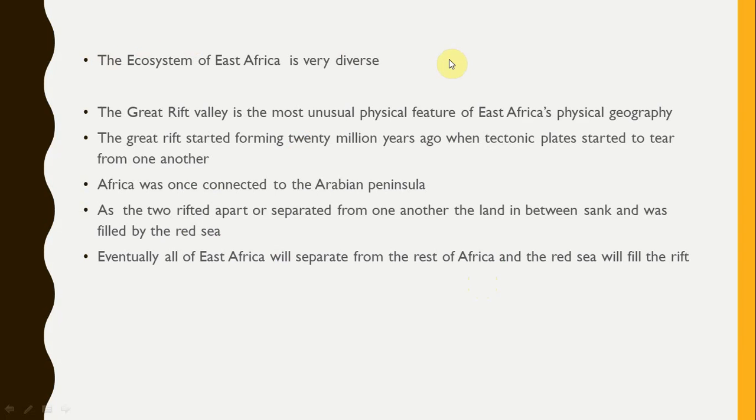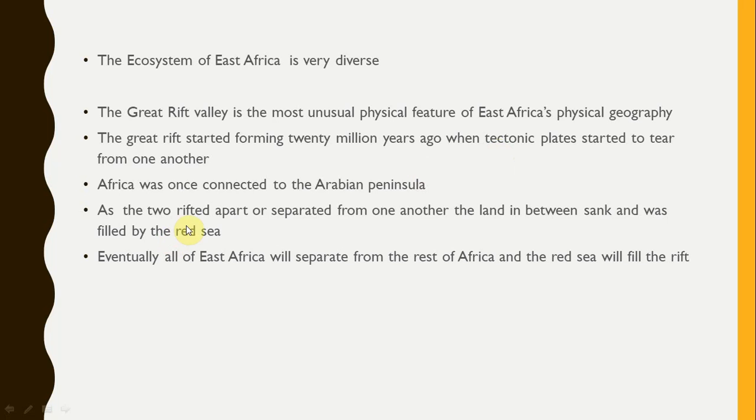The ecosystem of East Africa is very diverse. The most important physical feature of East Africa is the Great Rift Valley. It is the most unusual one. The Great Rift Valley started forming 20 million years ago, when tectonic plates started to tear from one another. So Africa was once connected to the Arabian Peninsula.